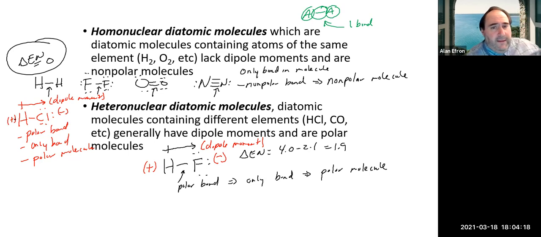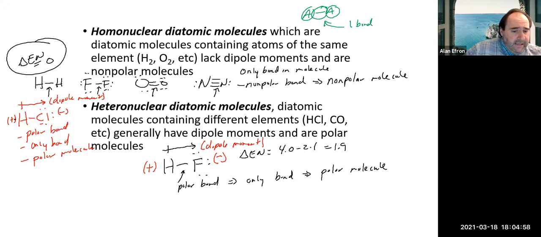So really the nice thing about diatomic molecules is they're relatively simple in the sense of figuring out whether something is going to be polar or nonpolar. They're really simple because they have pretty much only one bond. So this is the case where you could actually use the difference in electronegativity values to figure out the bond polarity, and it will also tell you the molecular polarity as well. Any questions on diatomic molecules?